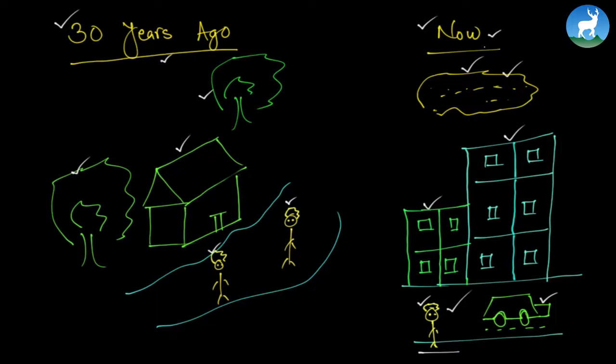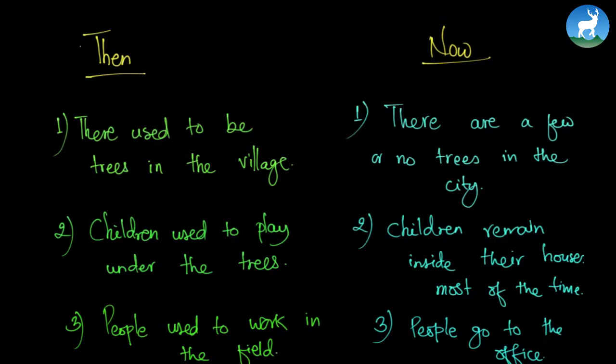So let's write that in a tabular form using the used to structure. These are some of the differences between 30 years ago and now. 30 years ago, there used to be trees in the villages. There used to be trees, lots and lots of trees. Now there are a few or no trees in the cities. That's why the city is so much polluted. There are no trees everywhere. There are concrete buildings everywhere. They are the symbols of modernization and urbanization, and everything is slowly decaying. The natural things are going to extinct.